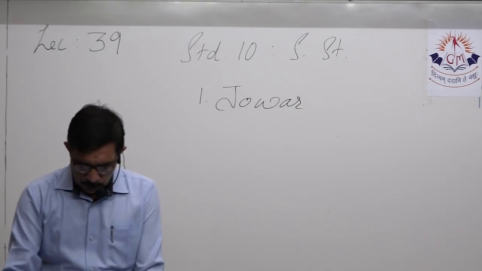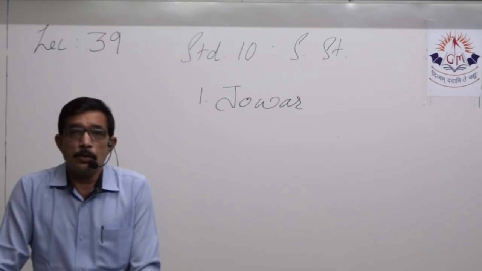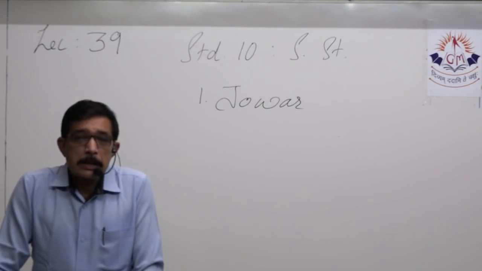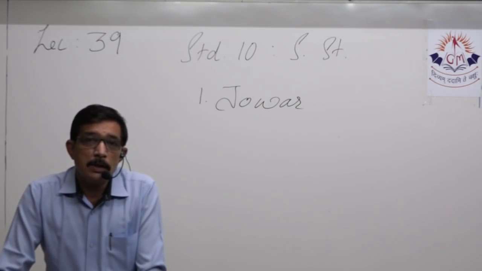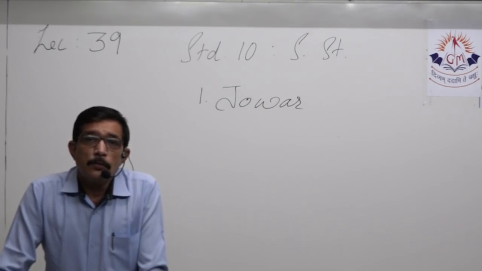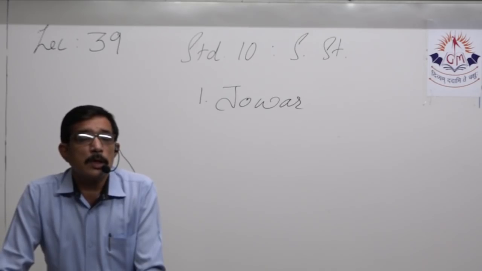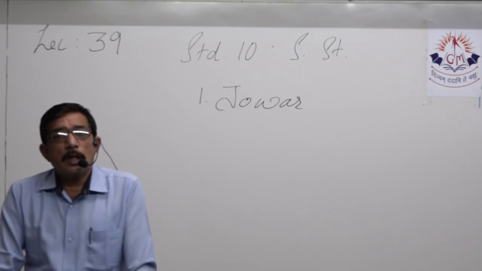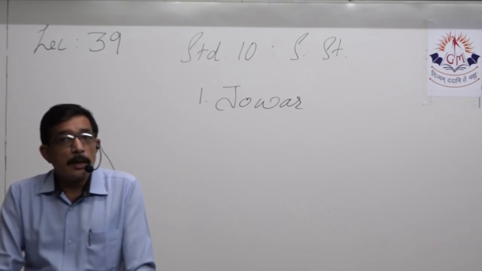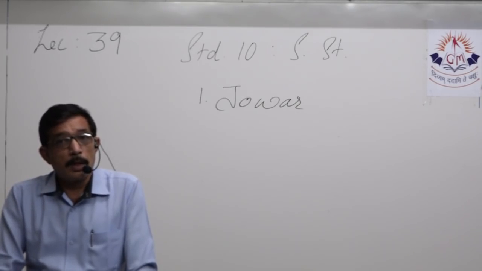Jowar is the third most produced grain in India after paddy and wheat. So in India, the largest amount of food grain grown is rice. After that, wheat is the second largest food crop grown in quantity, and after that the number is of jowar. Now a very interesting thing about jowar, you can underline it: it is both a kharif crop as well as a rabi crop.